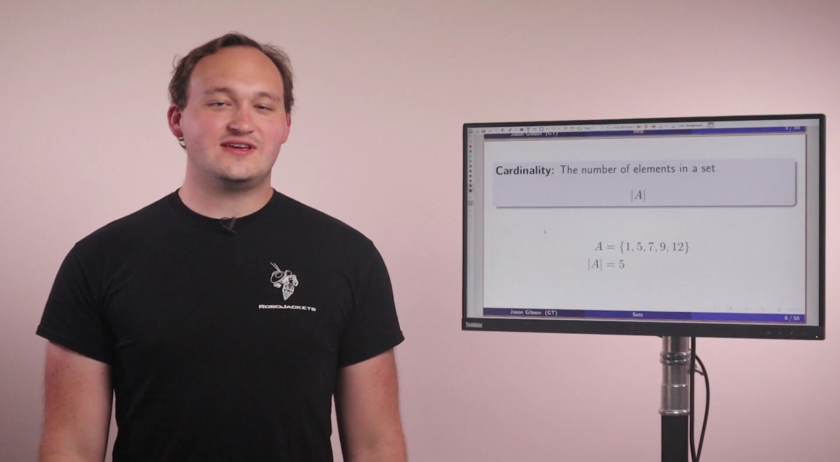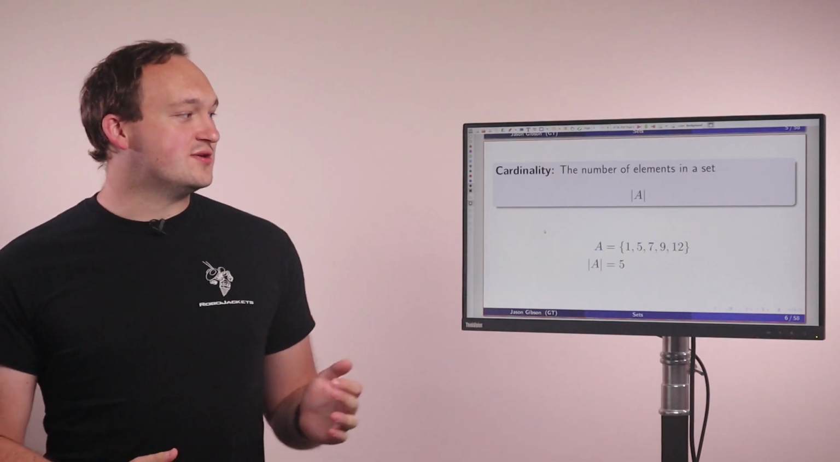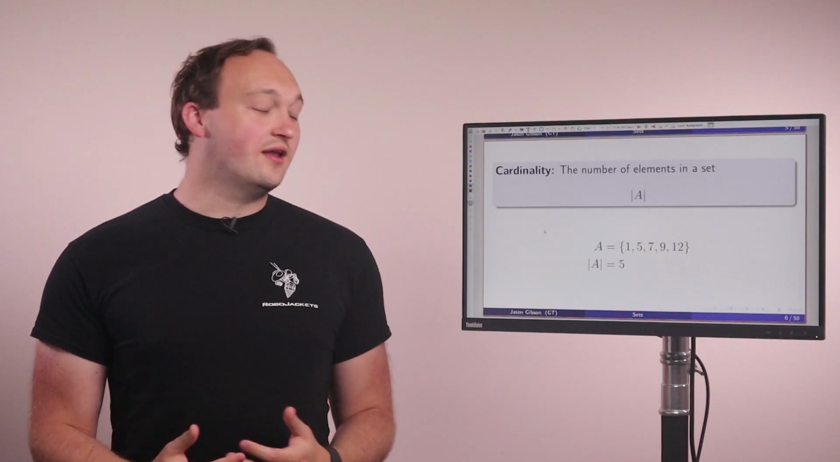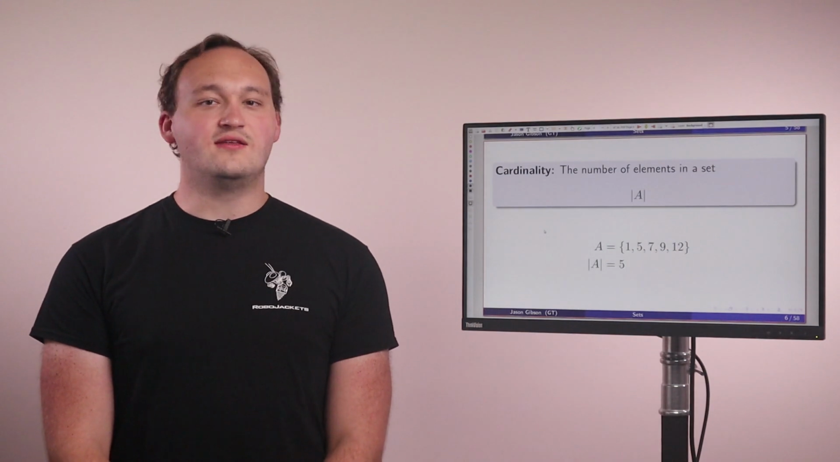Next we have the cardinality of a set, and the cardinality of a set is denoted by 2 bars around the actual set. If you ever see this notation, that just means the number of elements in a set. You can see at the bottom we have a set A, 1, 5, 7, 9, 12, and it has a cardinality of 5.